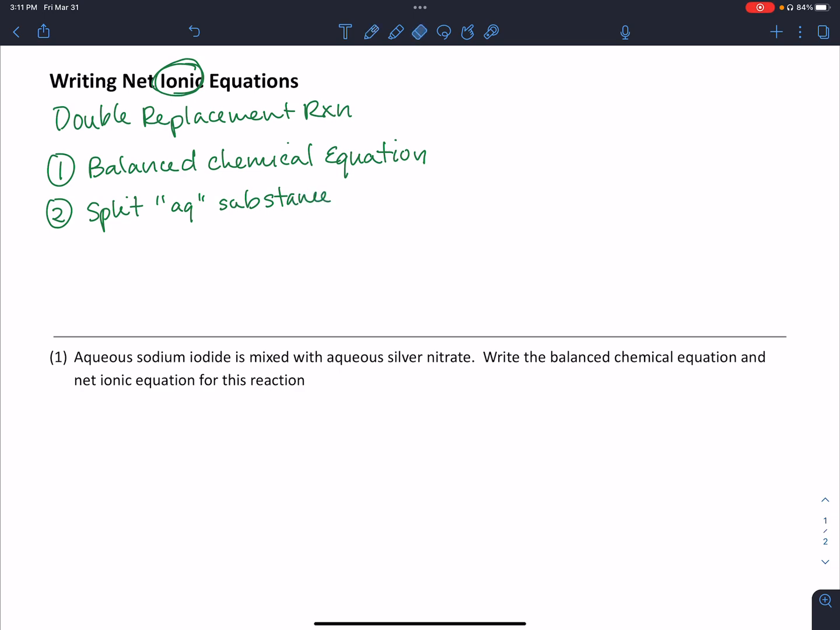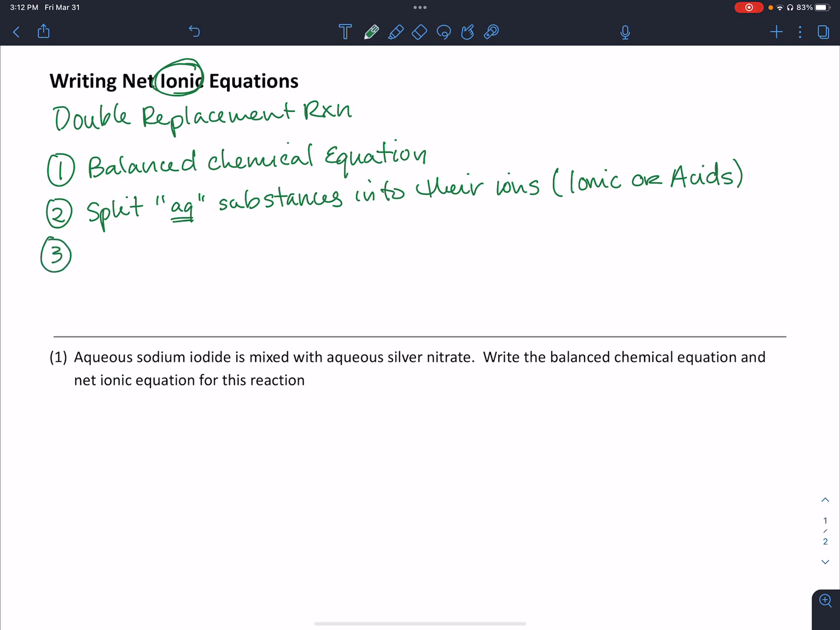into their ions. And remember that these can be our ionic compounds, or we might have some acids involved. All right, but they will have this aqueous designation. If it doesn't have an aqueous designation, you cannot split it into its ions, because when you dissolve something that's not aqueous, it doesn't split into ions. That's what the aqueous means.